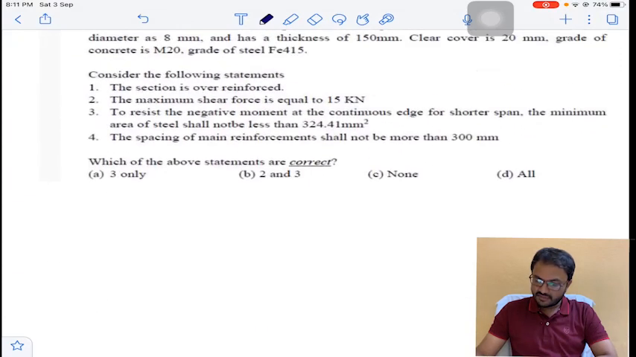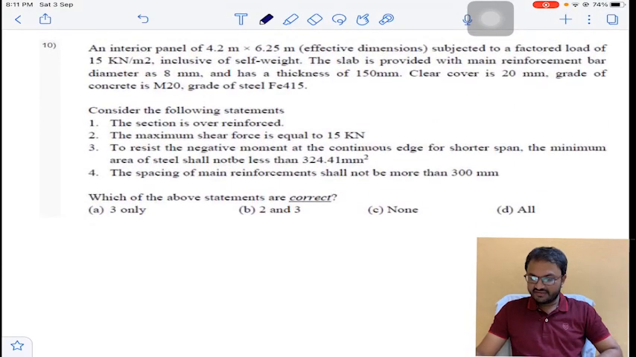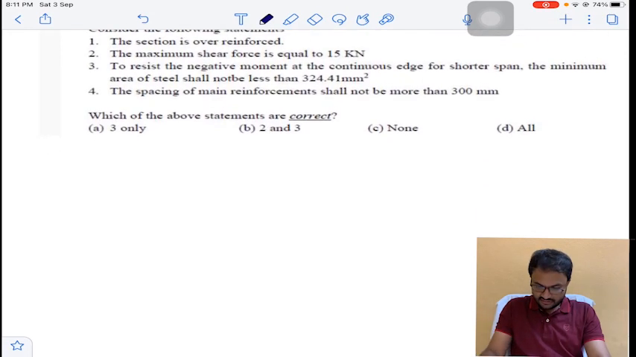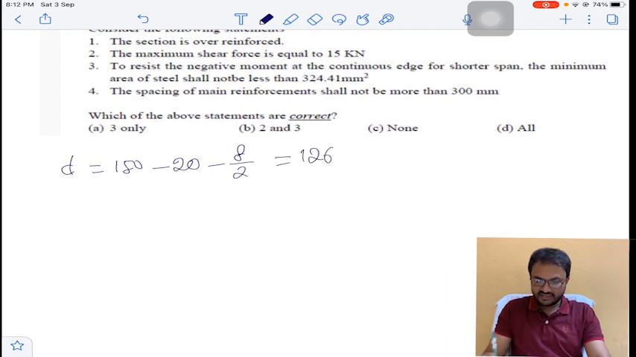Clear? Now coming to last question, he has given the data, an interior panel of 4.2 into 6.25 meter effective dimension subjected to a factored load 15 kN per meter square including self weight. The slab is provided with main reinforcement 8 mm, thickness is 150 mm, clear cover 20 and M20 Fe415 steel. So first of all we will calculate the effective depth. Small d is equal to 150 minus 20 minus 8 by 2. So that is 126 mm. This is the effective depth.